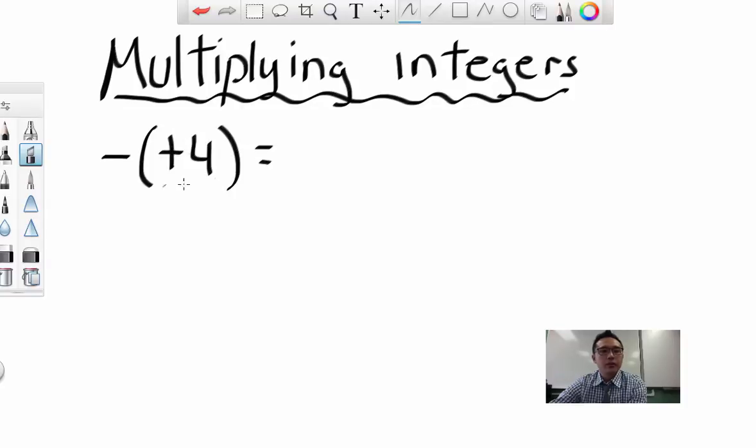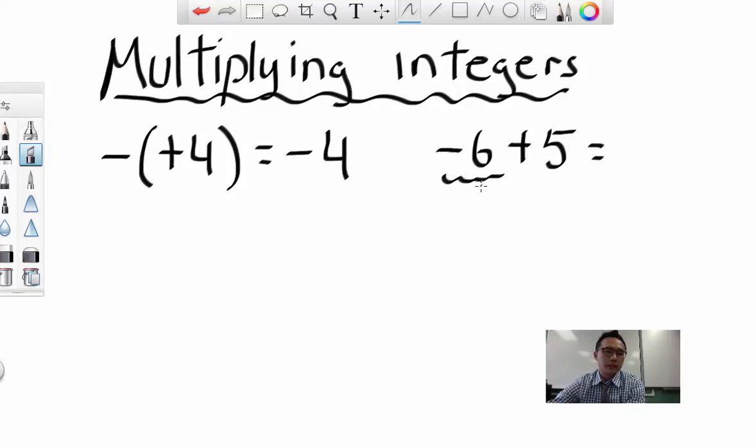At this point, you should know that these two will make a negative 4, because it's a sign, bracket, sign, not two different numbers. Remember, this one is a little bit different because this is a negative 6 and a positive 5. They don't have a bracket. So here you're actually combining: a negative 6 adding a 5 gives you an answer of negative 1.